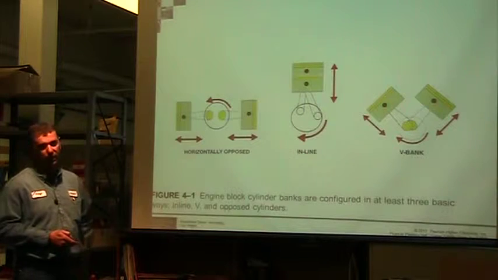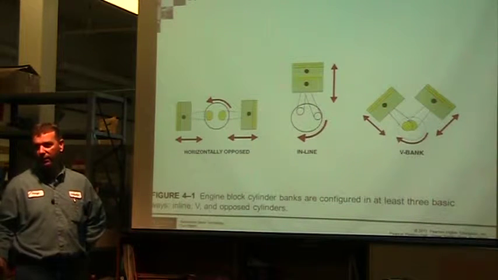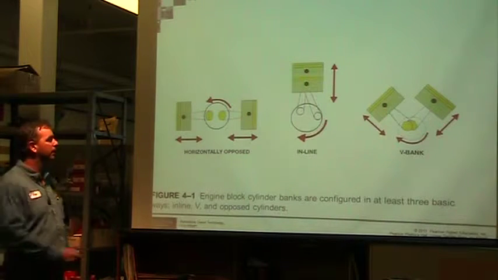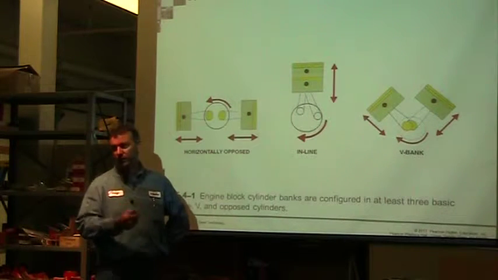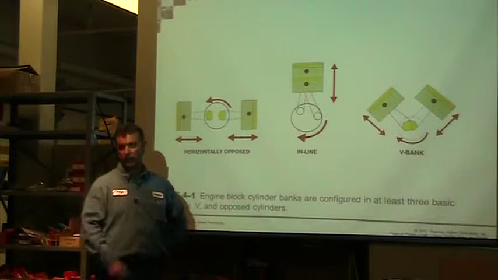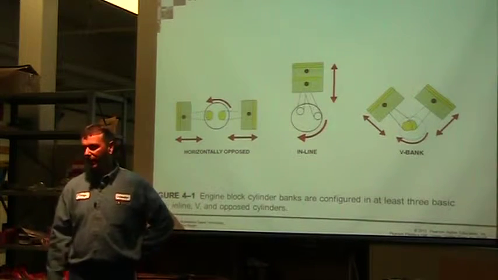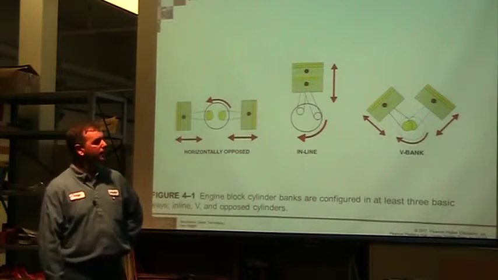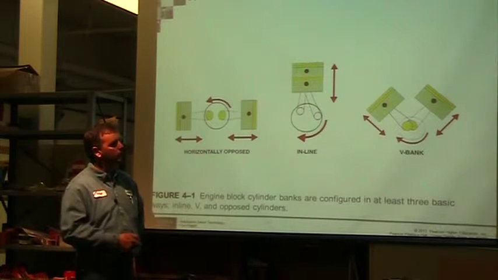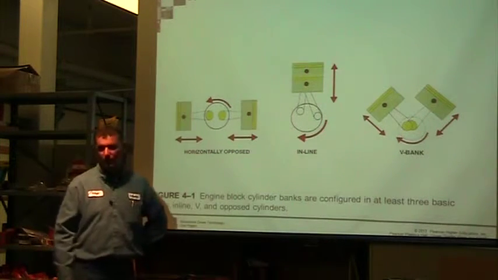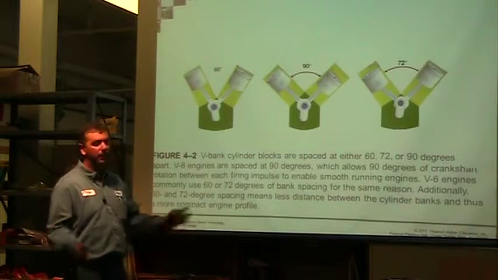There are different types of cylinder arrangements, just like we have in the gasoline world. There are horizontally opposed. We have inline, which can be anywhere from 2 to 8 cylinders, and there's more than that in some of the bigger engines, so it can be a lot. They're all in a direct line, or some kind of V-bank. And a V-bank can be various degrees.